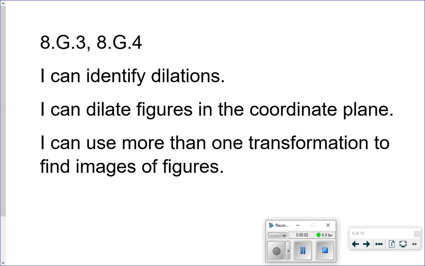Today we're doing 11.7 dilations. This is the last lesson in chapter 11. Our I can statements today: I can identify dilations, I can dilate figures in the coordinate plane, and I can use more than one transformation to find images of figures.